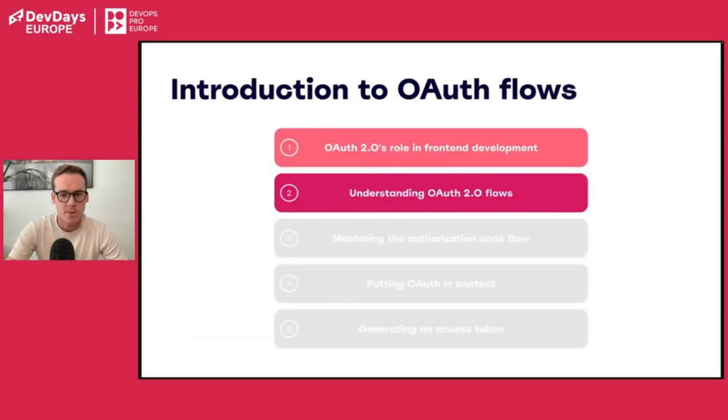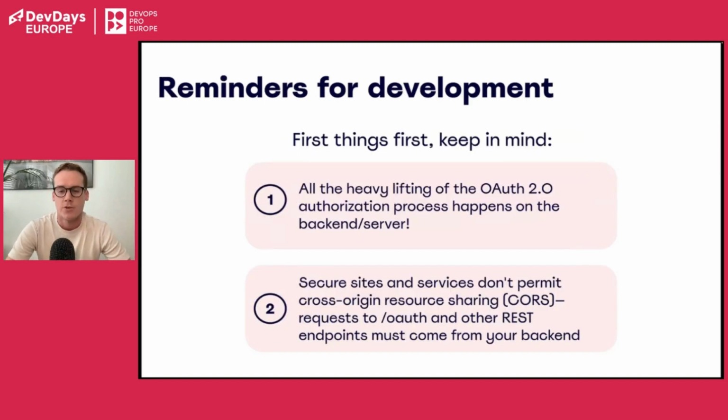Now that we've set the scene a bit and we have a better sense of the value in leveraging OAuth, let's dig into some of the essentials, and I want to start building a kind of technical foundation. But first things first, just a couple of reminders. Keep in mind that the bulk of the OAuth 2.0 authorization flow is handled on the back end or the server, with the exception of the user triggering the flow from the front end, which we'll cover in just a second.